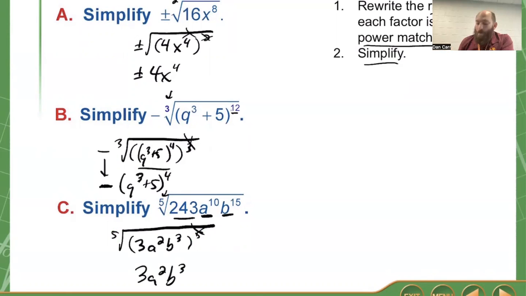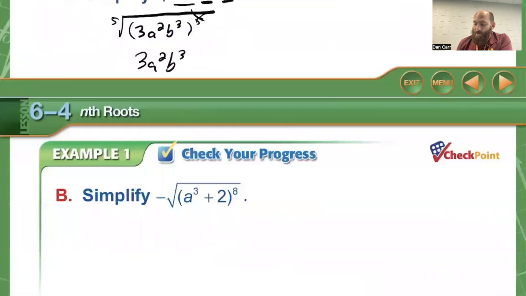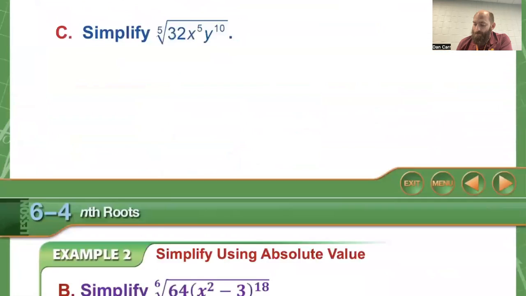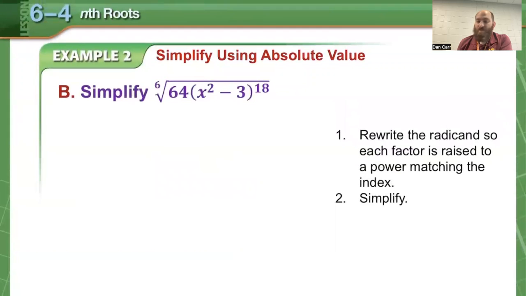Okay, so those are our basic ideas, but there's something else that pops up. So we're going to skip these right now. Okay, simplifying using the absolute value. When we have an even root like this, in one of the earlier examples we had an even root, but we had a plus or minus sign in front.